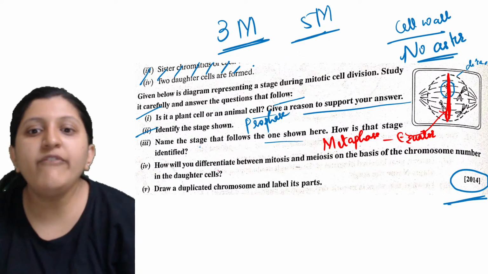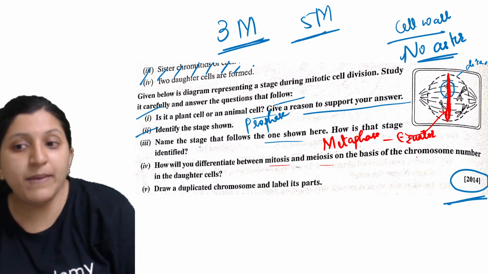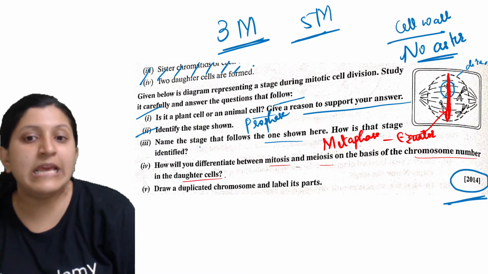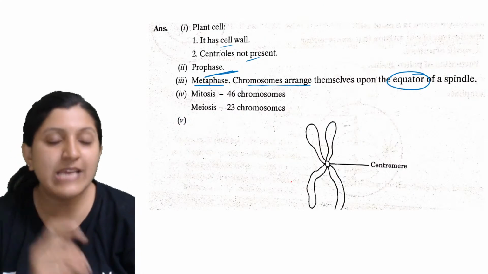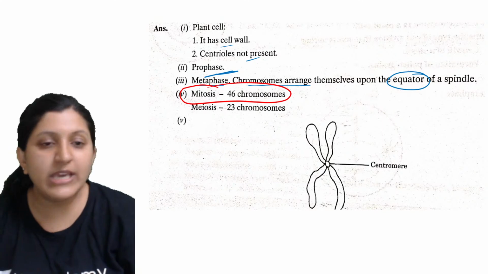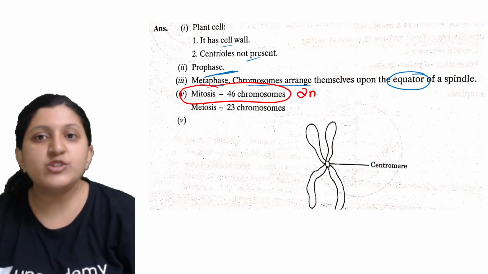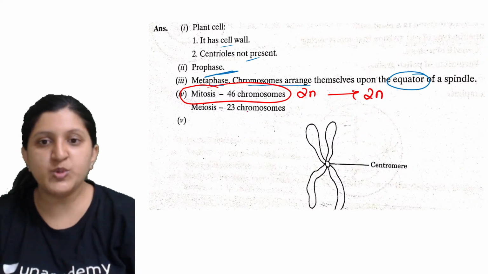Now, how will you differentiate between mitosis and meiosis? On the basis of chromosome number in the daughter cell. In mitosis we will have 2n only, so the two sets of chromosomes are maintained as two sets of chromosomes only.